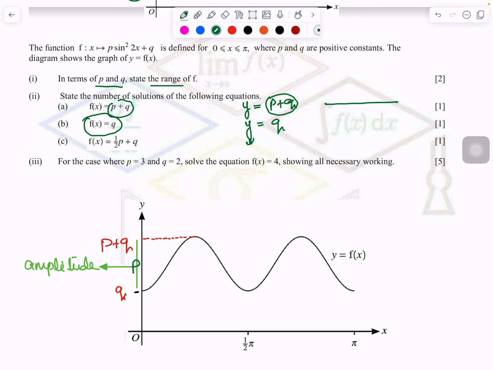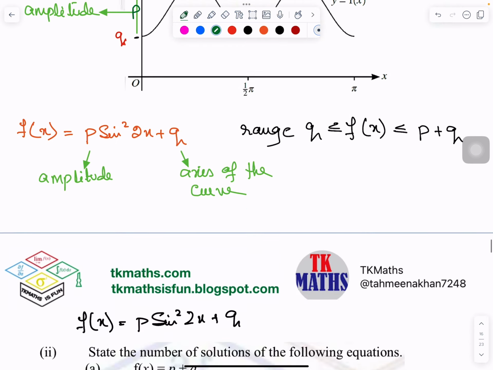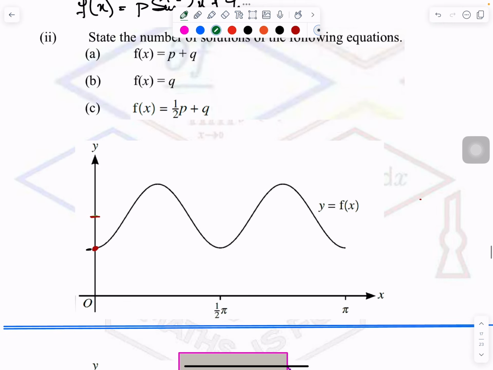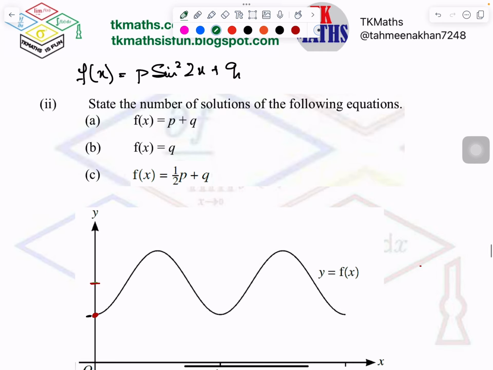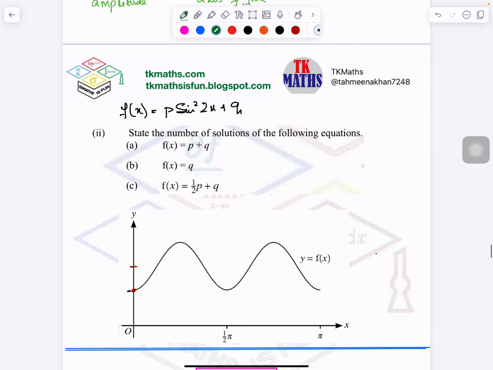Similarly, if you see this last one, it is half p plus q. So let's just start one by one. So first of all, we are doing here the first one, where we have to state the number of solutions. So we will do the first one first, p plus q.